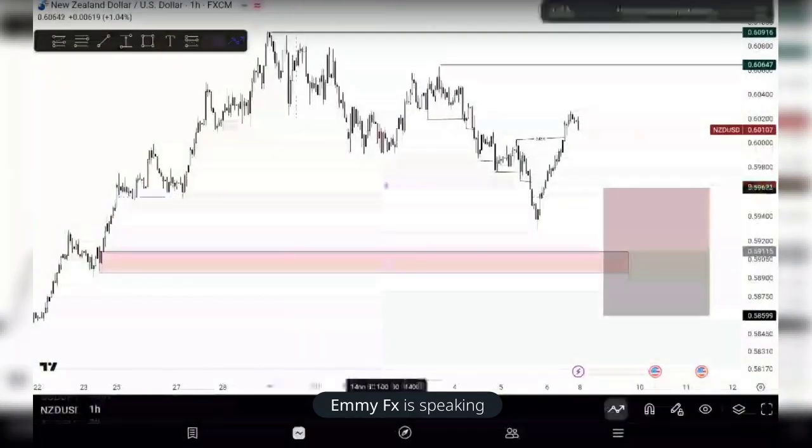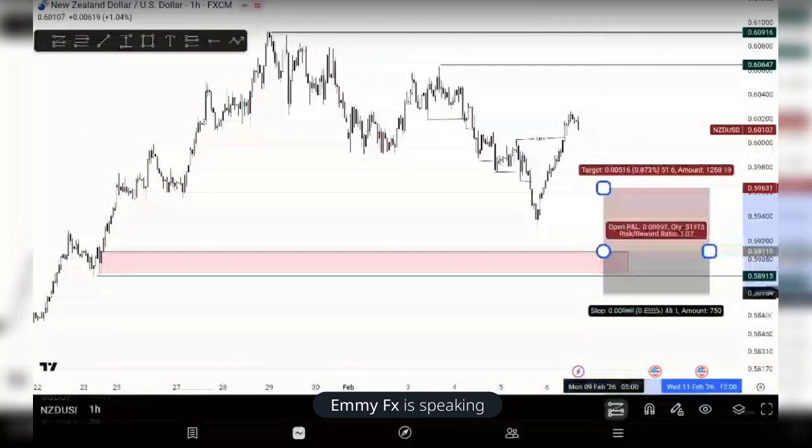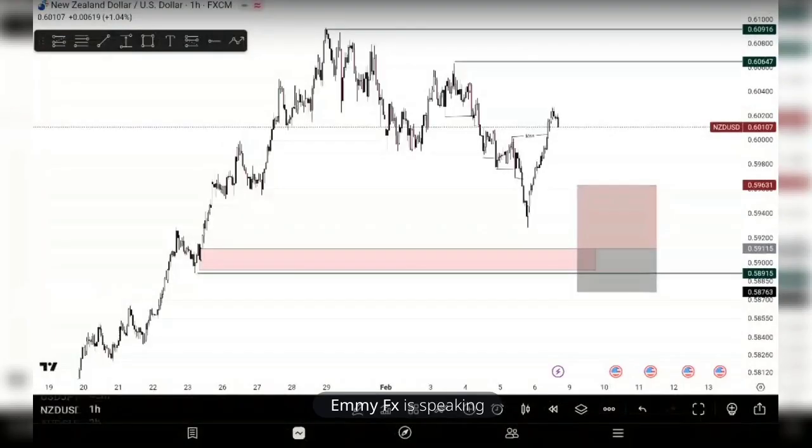Stop loss just beneath here a little bit. We need price, if price could return back here, to the liquidity order block.